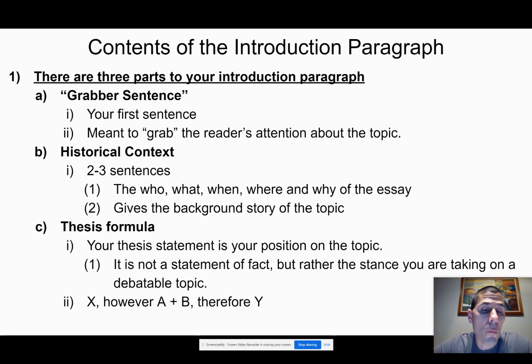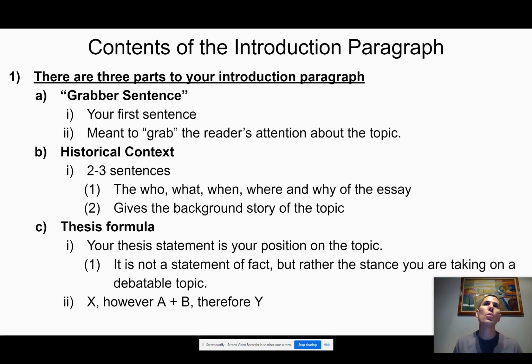So, what is historical context? By the way, our historical context always goes in our introduction paragraph. It's the who, what, when, why, where of the essay. It's giving the background of the essay. It's introducing the controversy of the essay. It's giving some of the story of the essay. Okay. I don't think you have to answer who, what, when, where, why, how.